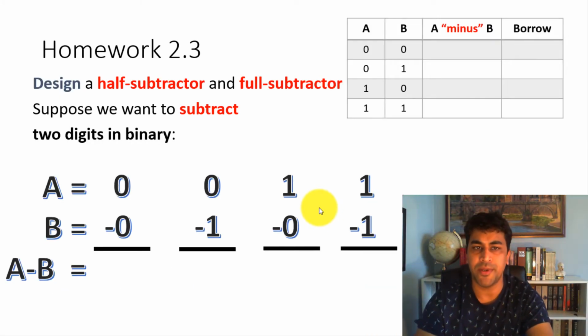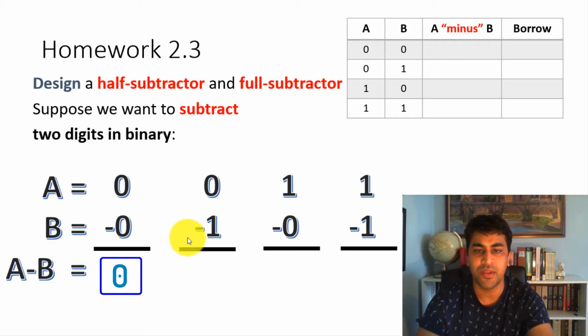In homework problem 2.3, I asked you to design a half-subtractor and a full-subtractor, following the half-adder and full-adder example from lesson 2. Well, suppose we want to subtract two digits in binary. Then we could have four cases. 0 minus 0, which gives us a 0. 0 minus 1, which requires us to borrow from the next column.